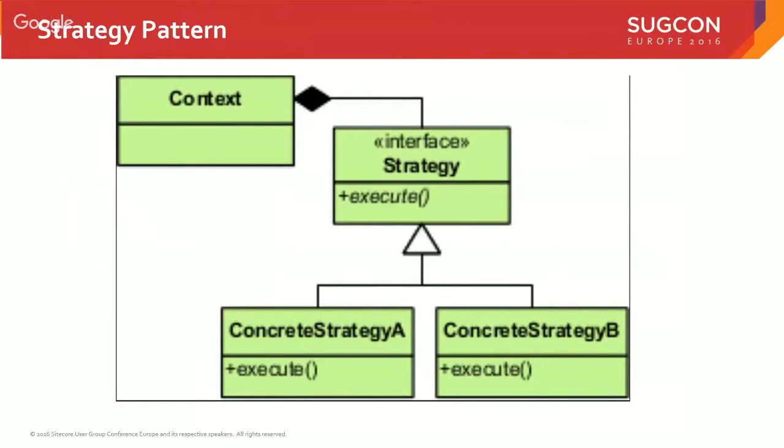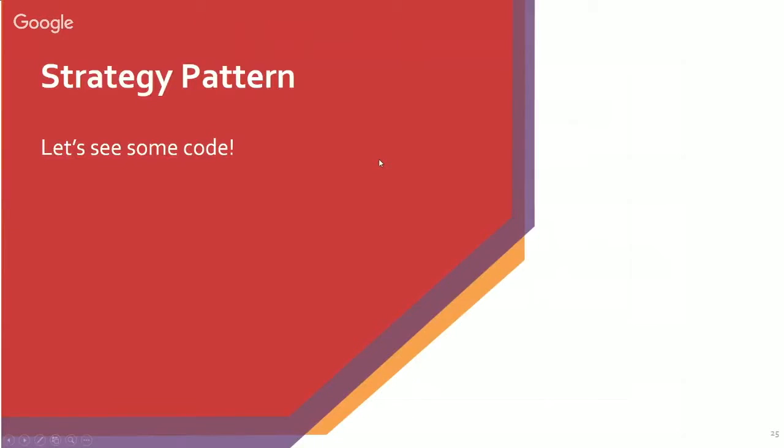So this is what it looks like. Up here we have something called the context that's going to use a strategy. And then you have multiple strategies defined. And they all have the same interface. They're defining the same execute method here, or you can call whatever method it is that you need, but they're all being used here as one big collection. All right, let's see some code for this.